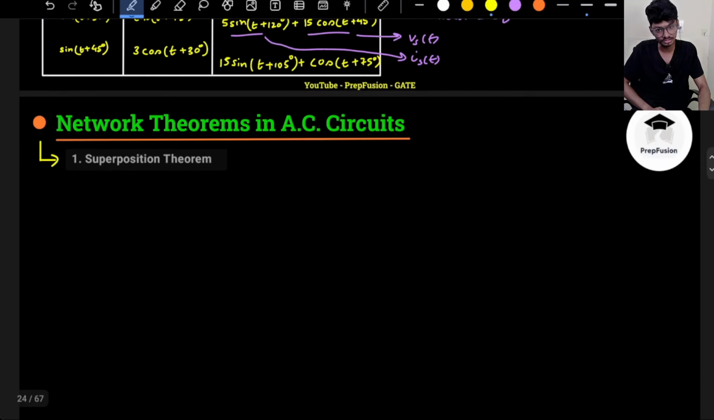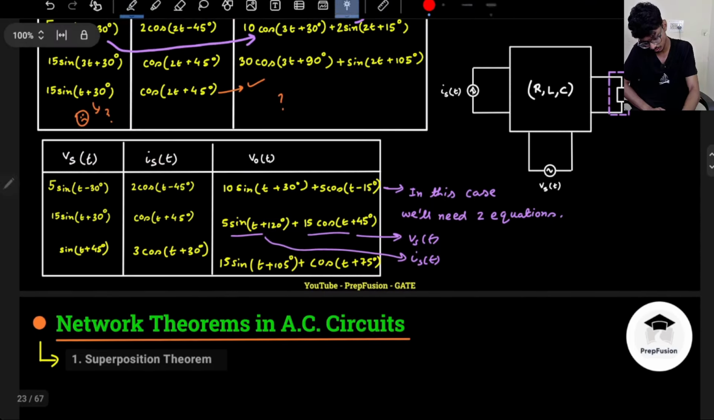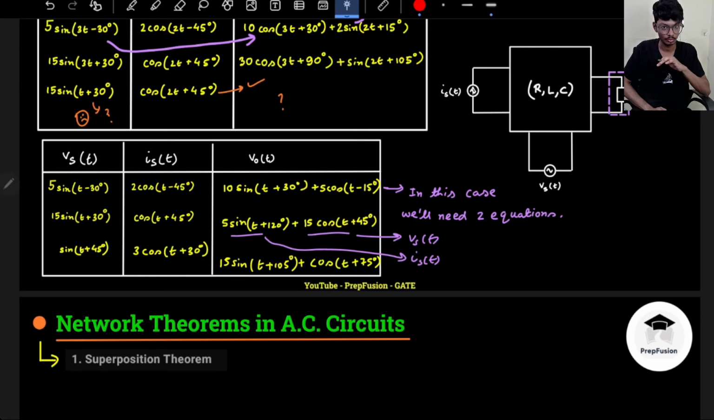So like the superposition theorem, right? How do you solve the superposition theorem? This is the superposition theorem. Whatever you have learned is the superposition theorem basically, that's it. Nothing else. So just find out the phase and angle and then add.